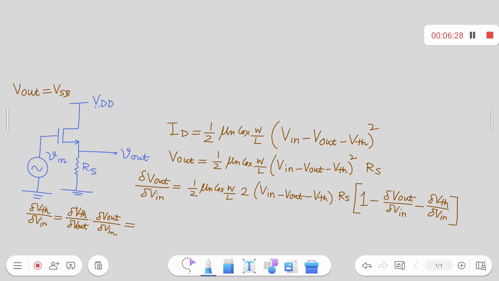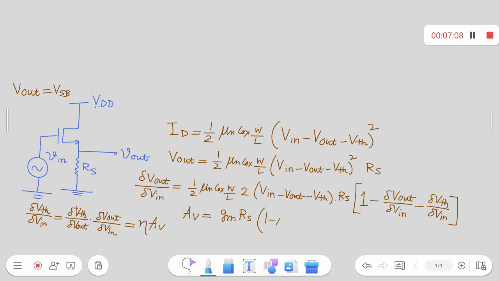So this expression ultimately equates to eta times AV, right? Del Vt upon del V in. So then what I can find, AV is equal to, can I identify this term, mu n C ox W over L, and then this term V in minus V out minus Vt? What is that? That is basically the GM term, right? Mu n C ox W over L times the overdrive voltage is nothing but your GM. So half into 2 gets cancelled, then you have GM present, GM RS I can write.